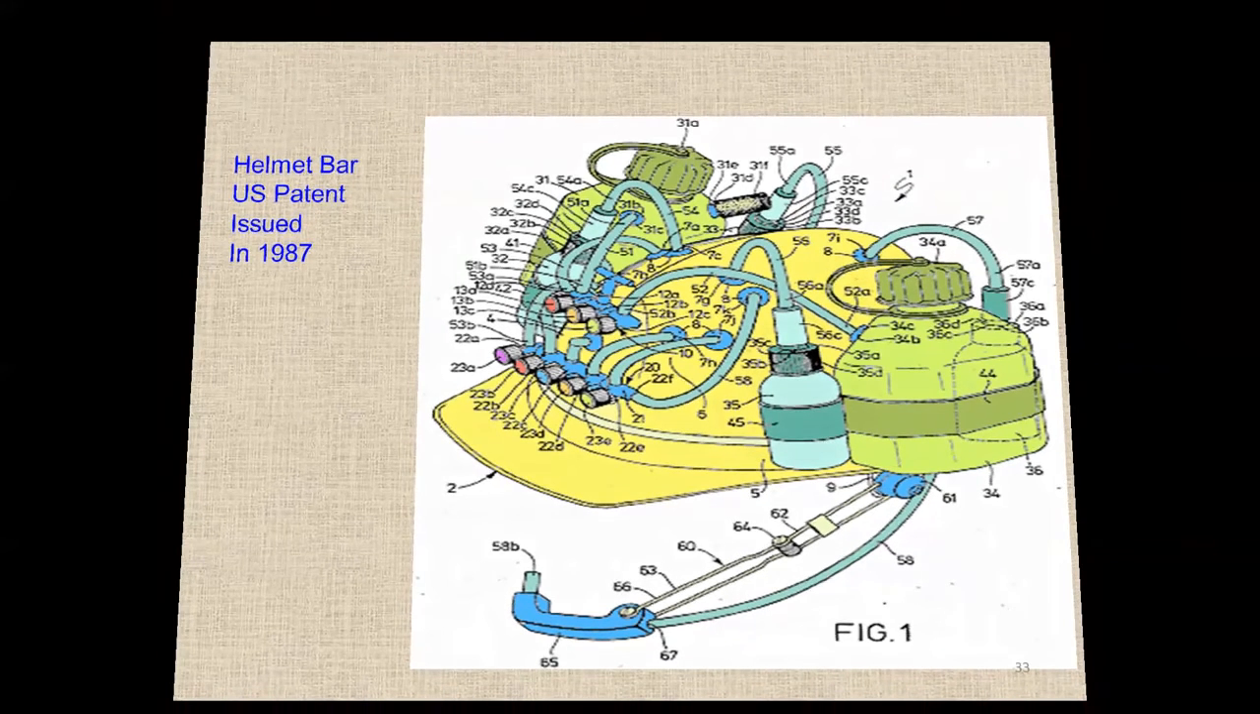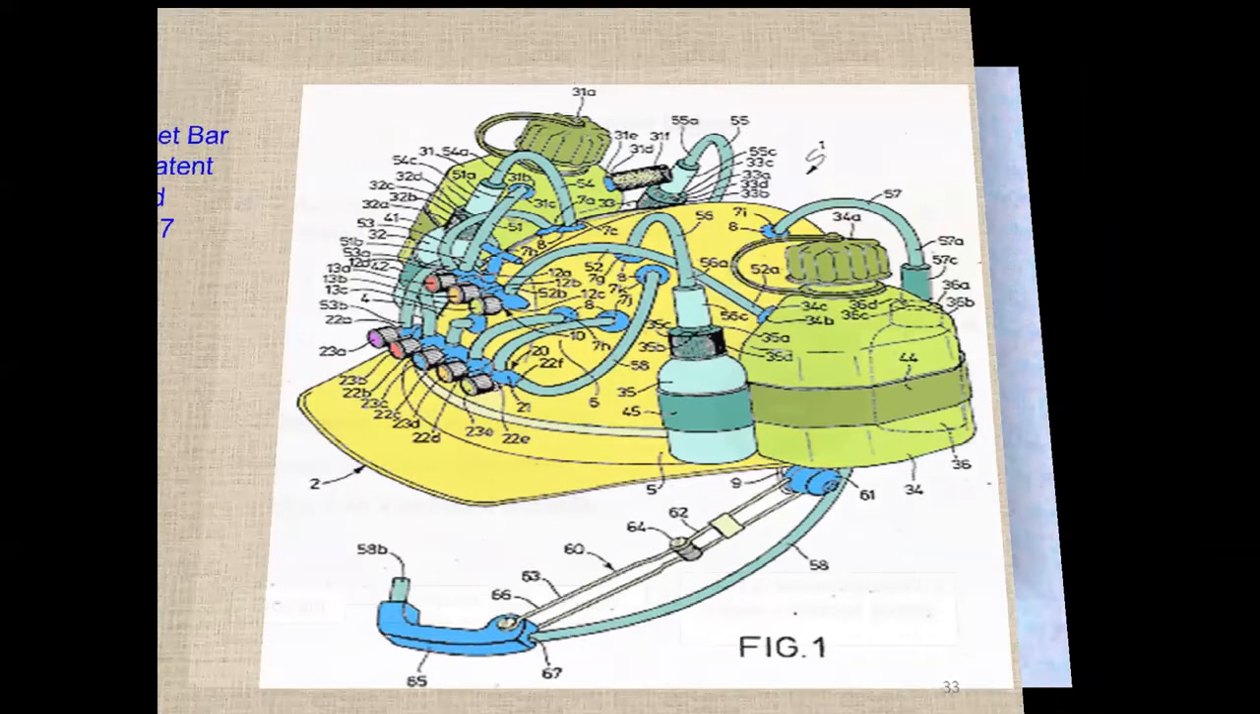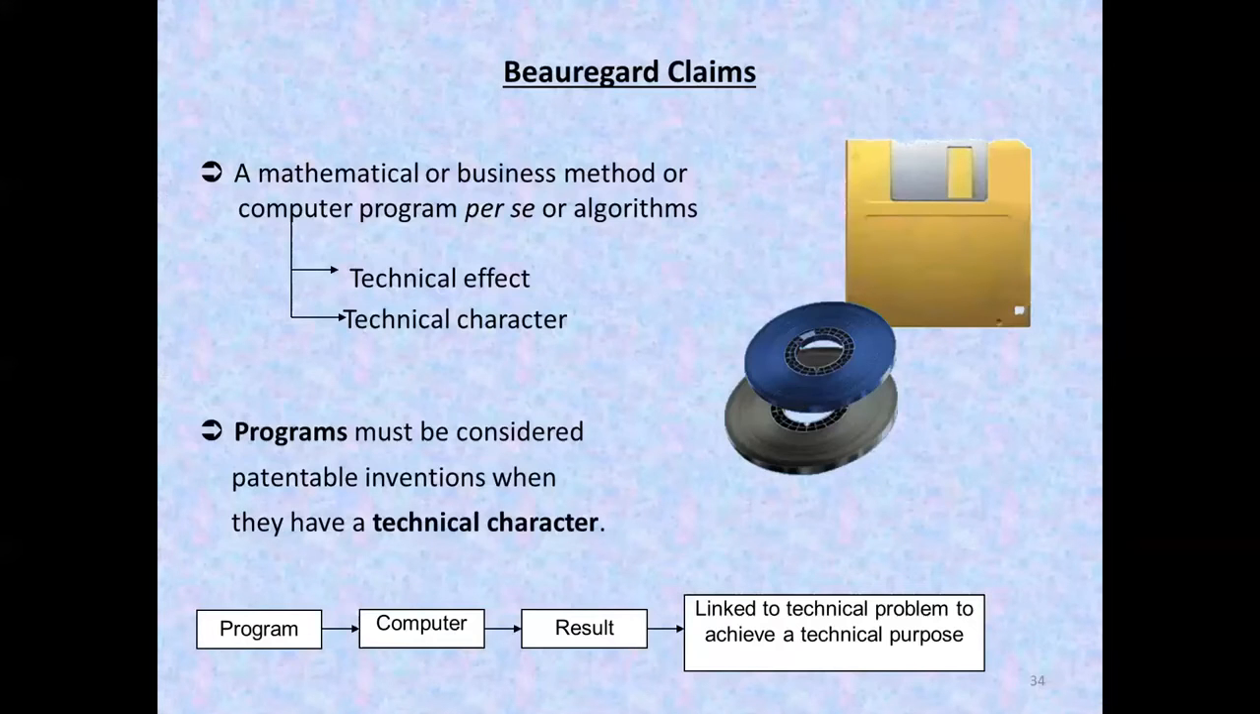Then you have this 3K. 2 thumb rules are there. Business method, mathematical method, computer program per se, algorithms. If your invention is in any one of these 4 categories, then we say it is a non-patentable invention. To overcome this objection, we have to show 2 things. One, though your invention is making use of a computer program, it is having a technical effect, a technical character, a technical advancement. Whatever you call it is all one and the same.